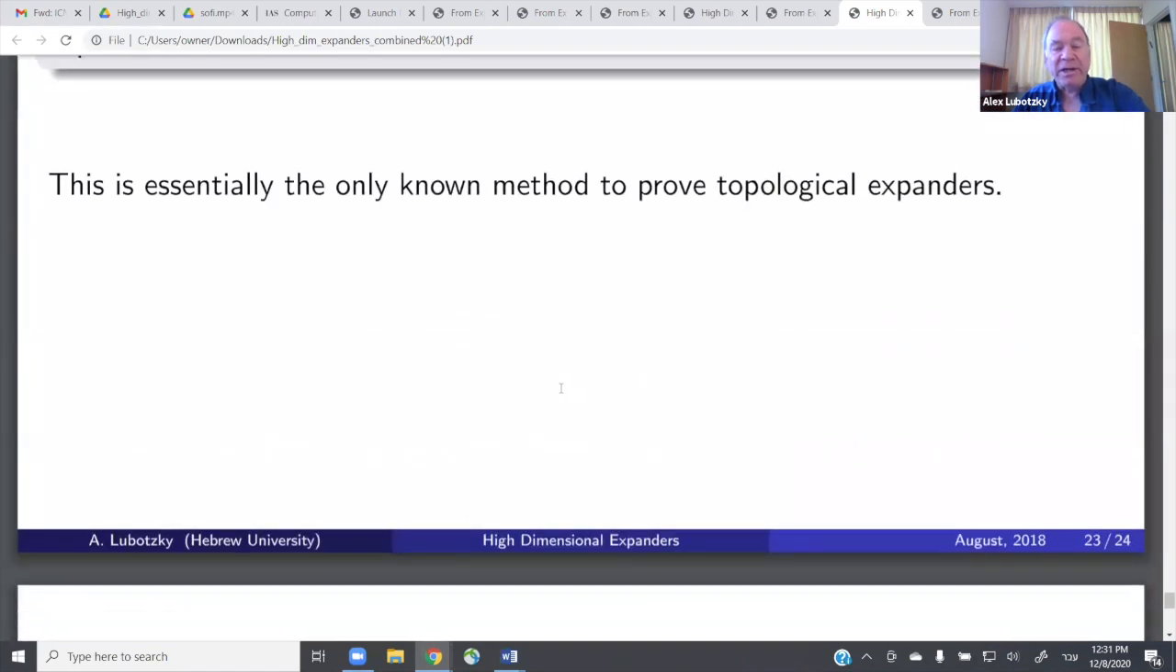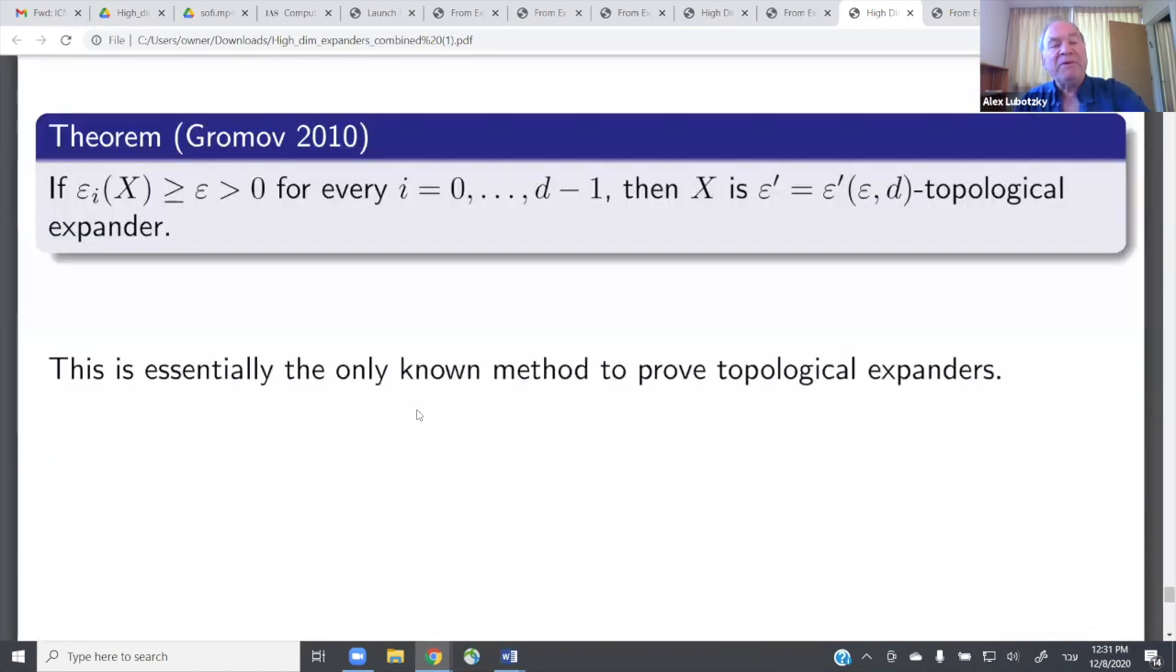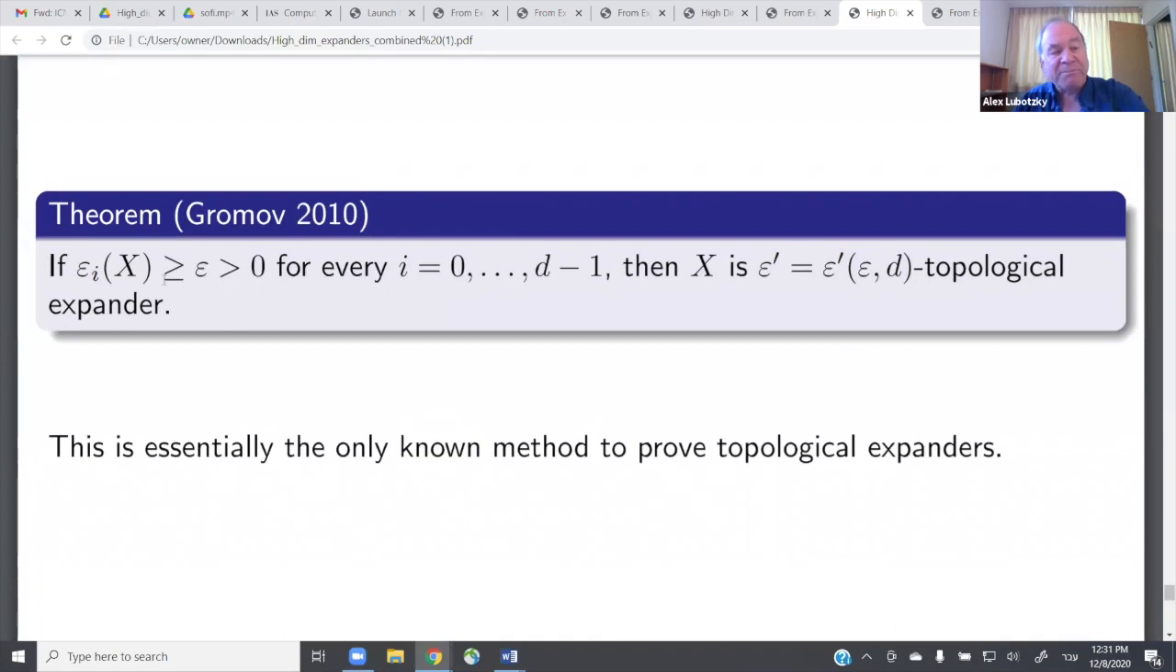Okay, my time is over, and I know people want to go to lunch. Let me just leave you with two open problems besides the one I already mentioned. Are the Ramanujan complexes themselves topological expanders? This I mentioned already. But by the degree, co-boundary expanders, this is still open. We don't know. Construction of bounded degree co-boundary expanders: namely, we don't know how to have simplicial complexes so that all these epsilon i are positive and they are of bounded degree.